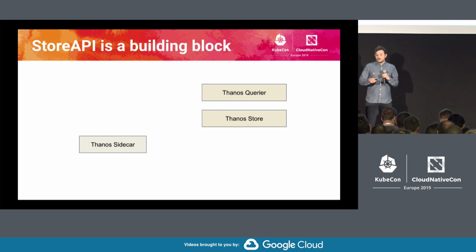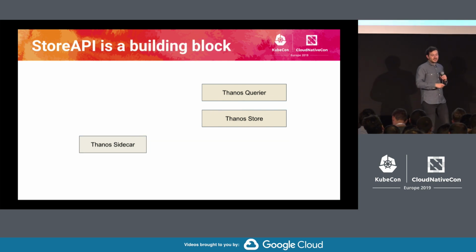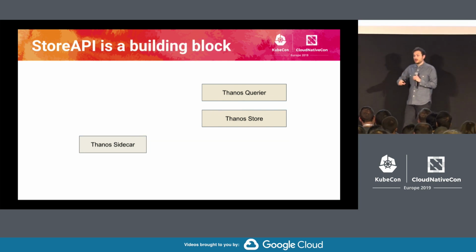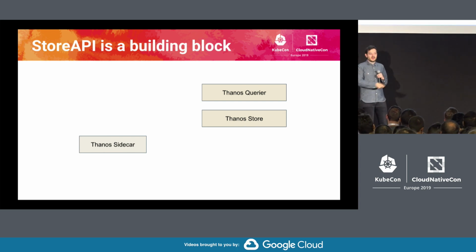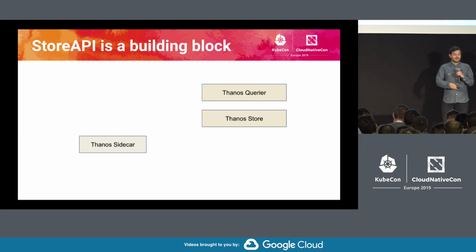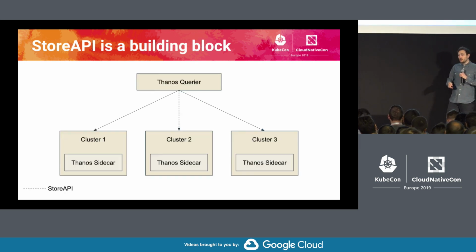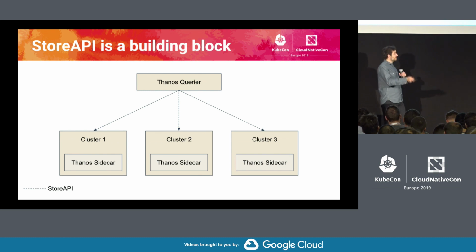So let's look at this closely. The slide that I had before, and I removed everything that does not have a Store API. And did you notice which component is still up there that you may not have thought? It's the Querier. So the Querier itself also implements the Store API. So what we can do now is we can stack Thanos clusters on top of each other.